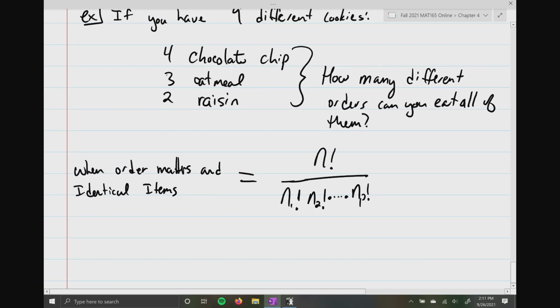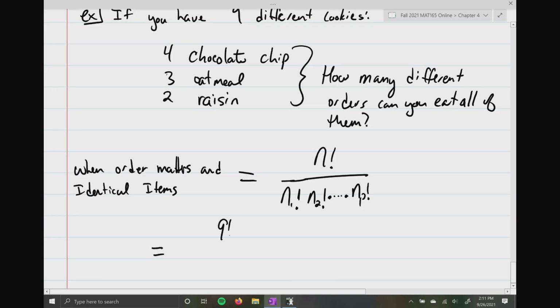So for our problem, here's how it's going to work. We have 9 factorial in the numerator, because that's the total number of cookies that we have. However, we have 4 chocolate chip cookies, so that's going to be 4 factorial, times 3 factorial, because we have 3 oatmeal cookies, and then 2 factorial, because we have 2 raisin cookies. And that's going to equal 1,260 different ways that you can eat these cookies.